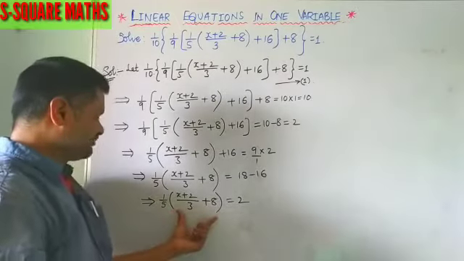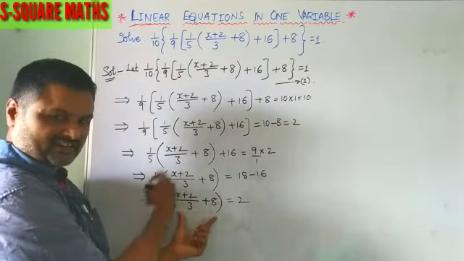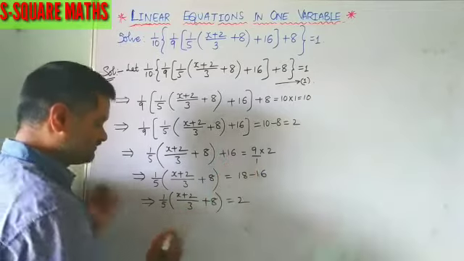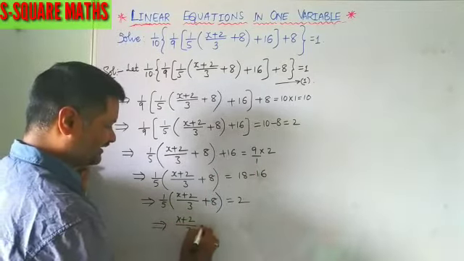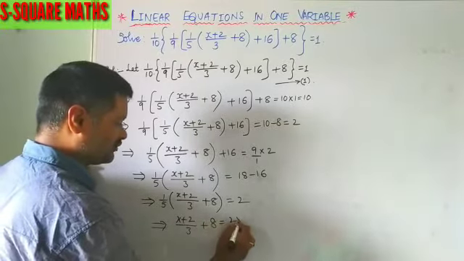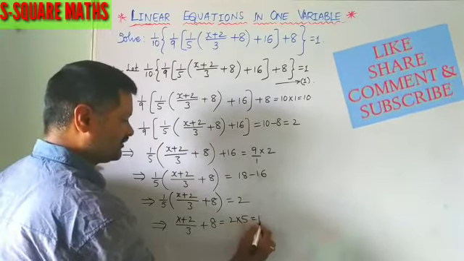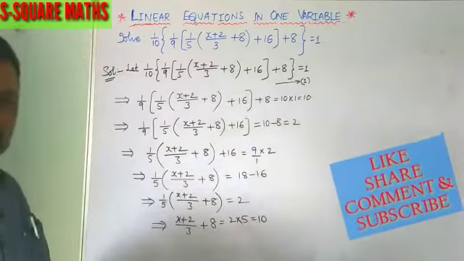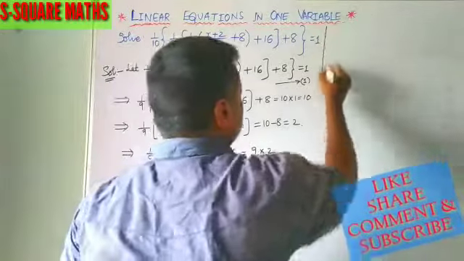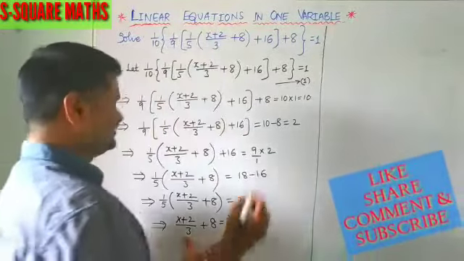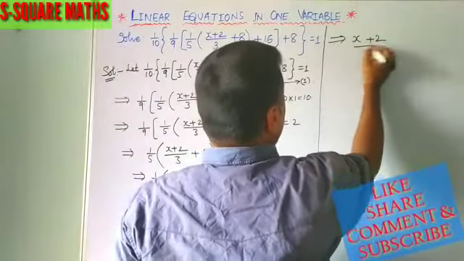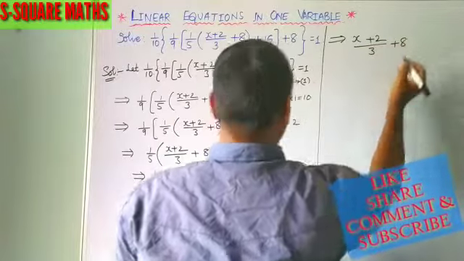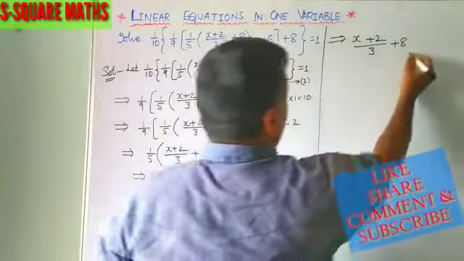Again here we have the bracket, and before that we have 1 by 5 transposed to that side becomes 2 into 5. So I can write x plus 2 by 3 plus 8 is equal to 2 into 5, which gives you 10. So this implies x plus 2 by 3 plus 8 is equal to 10.